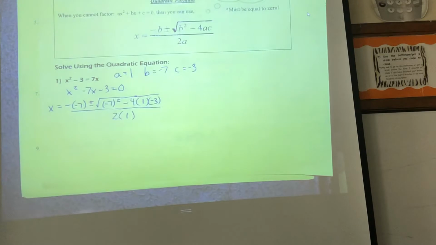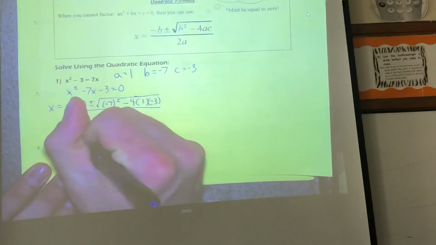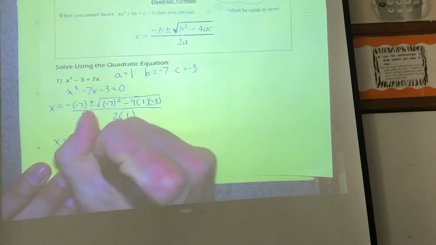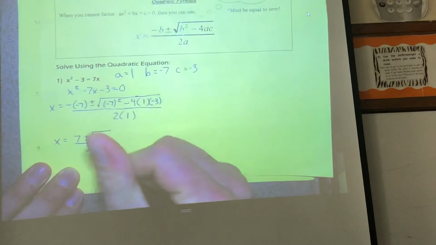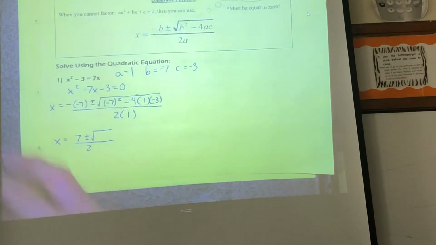Now I'm going to simplify the outside first. So x is equal to 7 plus or minus, 2 times 1 is 2. And this number under the radical is known as our radicand. I'm going to use my calculator to do that, but I'm not going to use the actual radical because you could get an irrational answer.